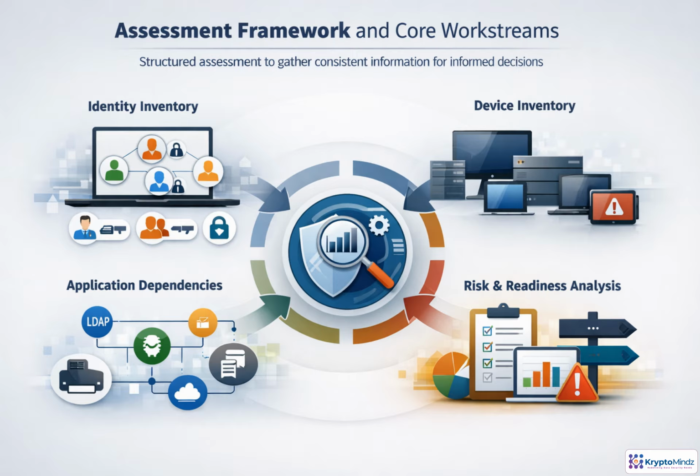A good assessment breaks a complex environment into work streams that can be investigated consistently. Identity comes first, because users, groups, privileged accounts, service accounts, and stale objects define much of the risk. Devices come next, including servers, workstations, shared endpoints, and anything unmanaged. Then review application dependencies, especially LDAP, Kerberos, NTLM, file shares, printing, and hard-coded authentication. Finally, connect the findings to readiness: cleanup tasks, business impact, pilot candidates, and blockers. This structure turns discovery into decisions, instead of producing a large inventory with no clear next step.